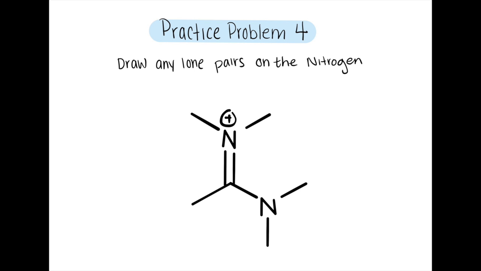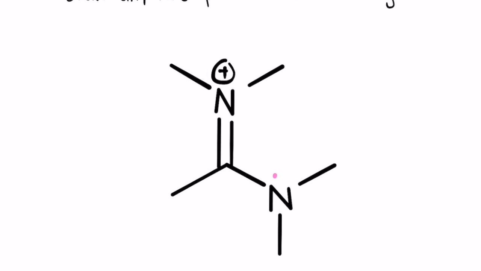Here we have another practice problem asking us to draw any lone pairs associated with the nitrogen atoms. The top nitrogen atom has a positive formal charge and 4 bonds. The bottom nitrogen has 3 bonds and no formal charge. It is preferable to simply recognize that the top nitrogen must have no lone pairs, and the bottom nitrogen must have one lone pair.